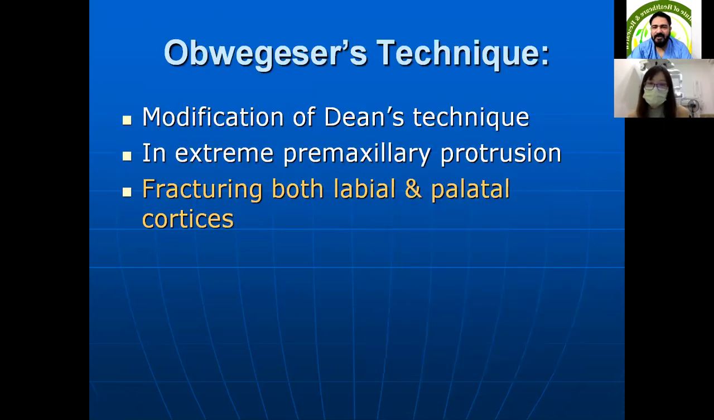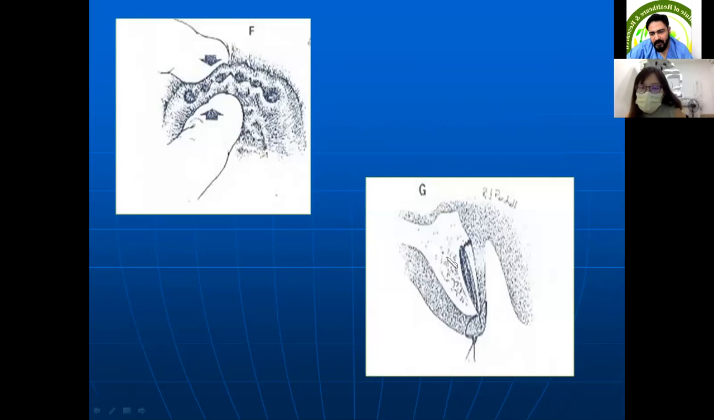Second is Obwegeser's technique. It is a modification of Dean's alveoloplasty. In Dean's alveoloplasty, the labial bone is crushed towards the lingual side. But in Obwegeser's technique, both labial and palatal bone cortices are fractured and then compressed. See, in Dean's alveoloplasty, this one is the labial bone, can you see the arrow? The labial bone is fractured towards lingual. Lingual bone is intact. But in Obwegeser's technique, both labial and lingual bone are fractured and compressed together.